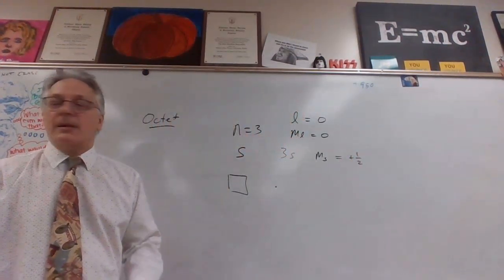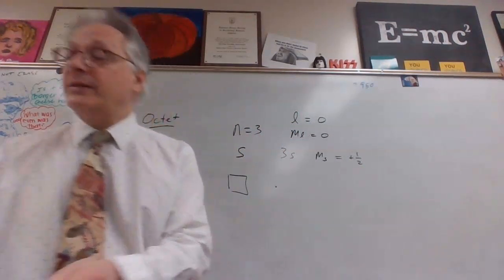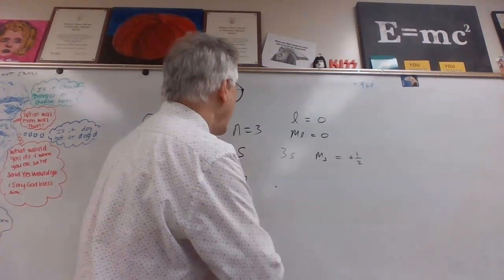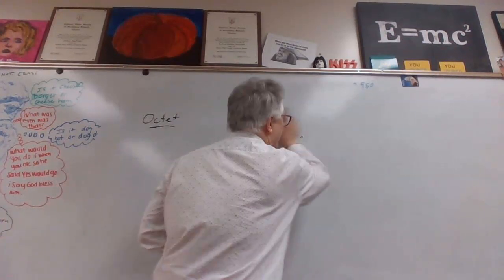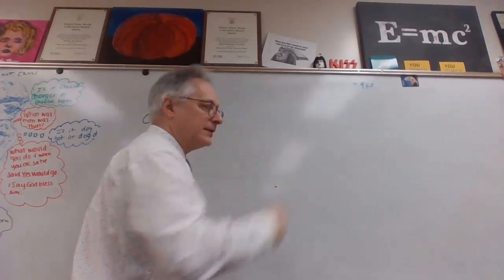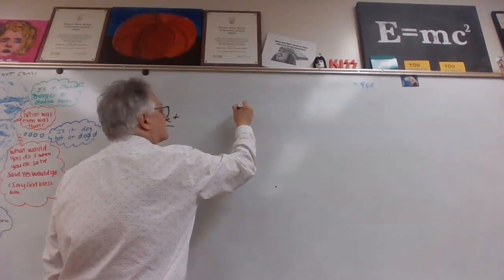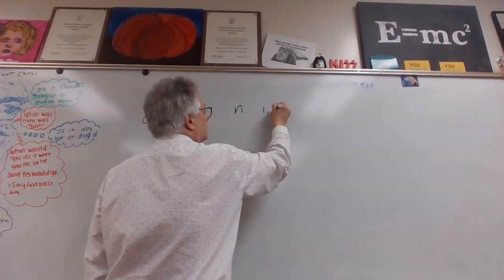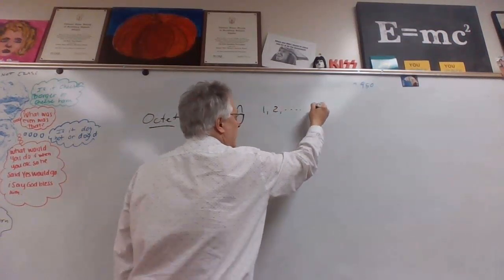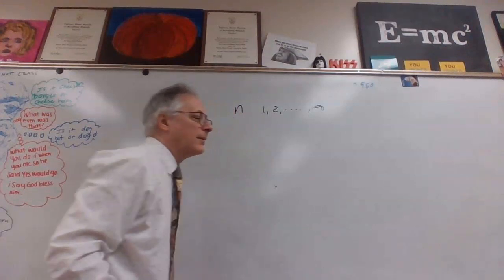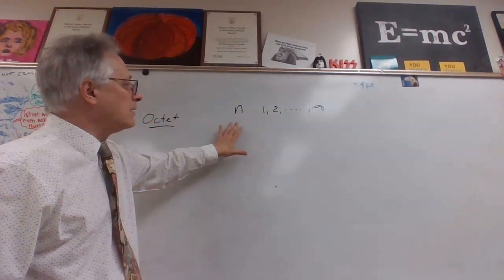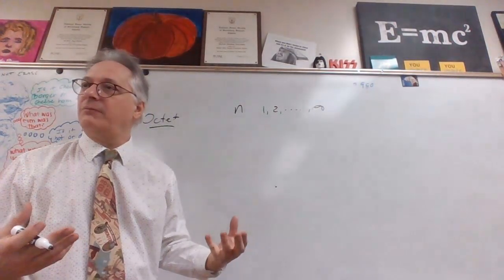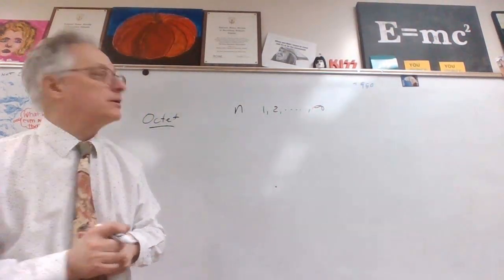Okay. One of the things that you should remember, and if you want to write this down in your notes page, or anyone else for that matter, let's make sure you have this stuff. Let me go through it one more time, as many times as we need to. Our n level goes from 1, 2, all the way up to infinity. But for each of the n levels, you're going to have different numbers of angular momentum quantum numbers.